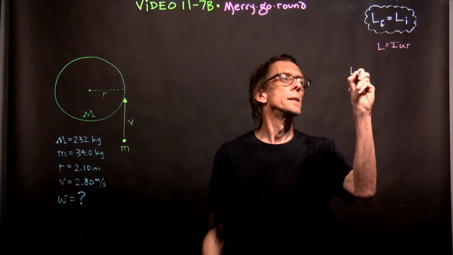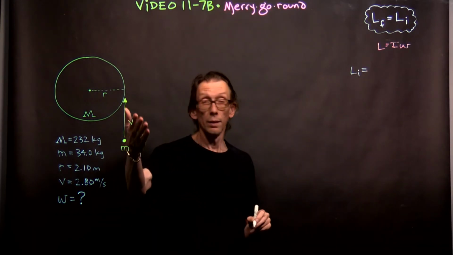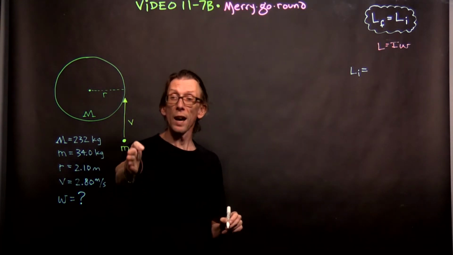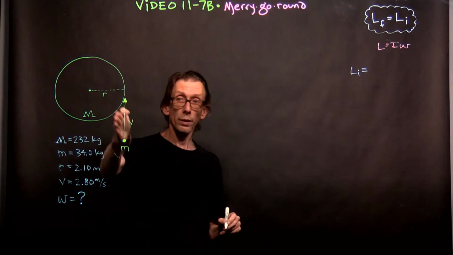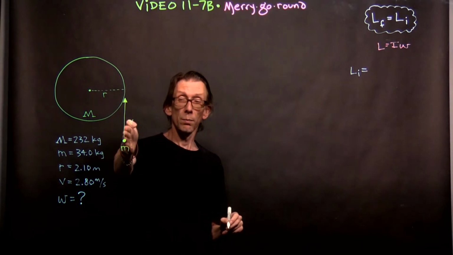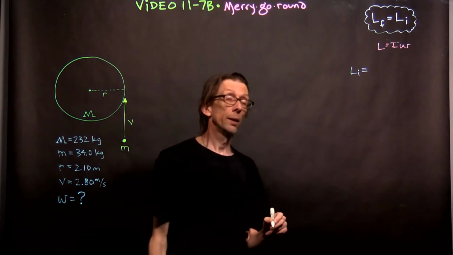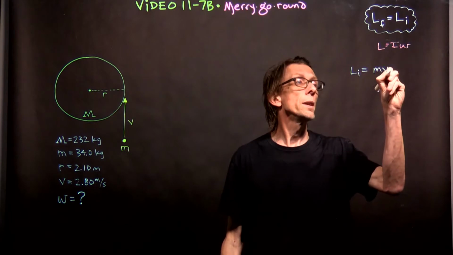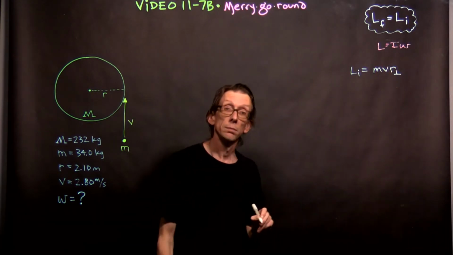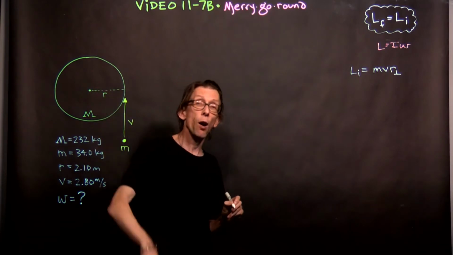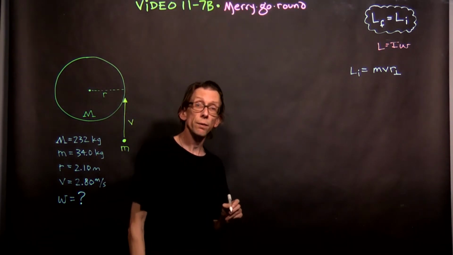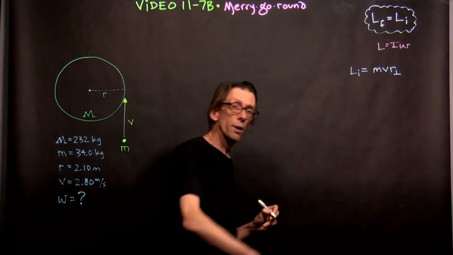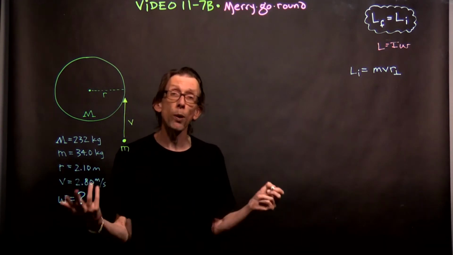L_I equals what? Well, this is like the car two videos ago. The kid is running along a line, right? Not right at the point, but running along a line beside the point, right? So it's going to be M V R perpendicular, which in this case happens to be R, the radius of the wheel itself. Remember, it was down here, the red car moving that way. The red car has an angular momentum around any point you pick.